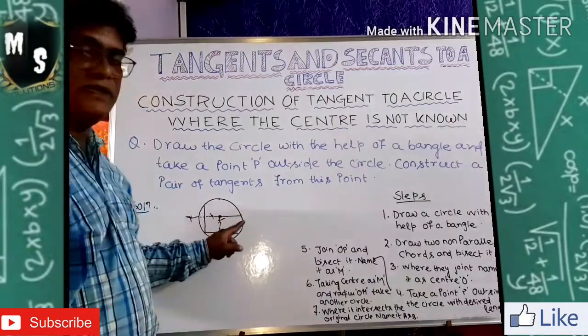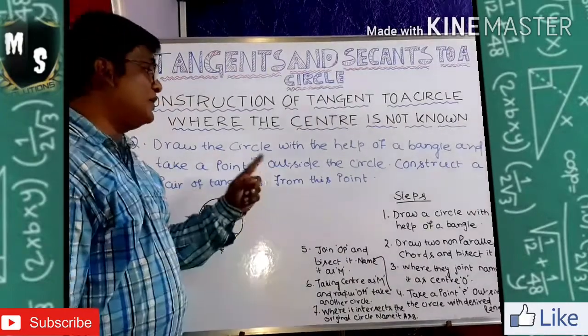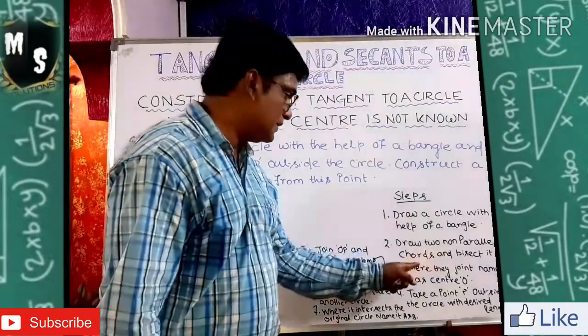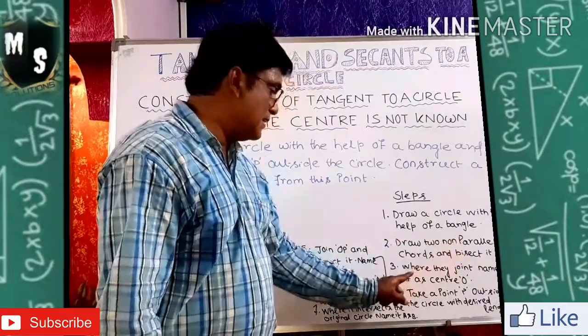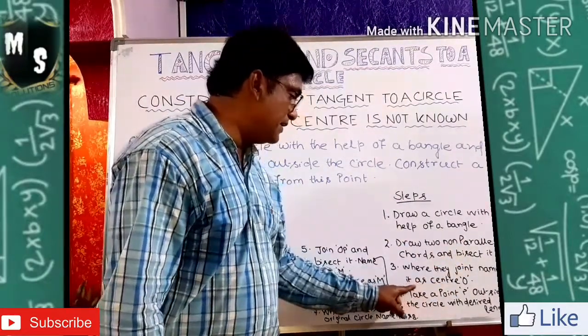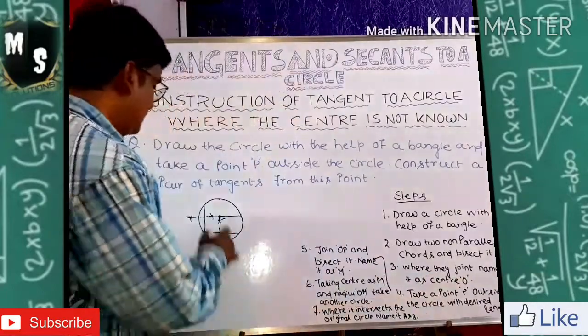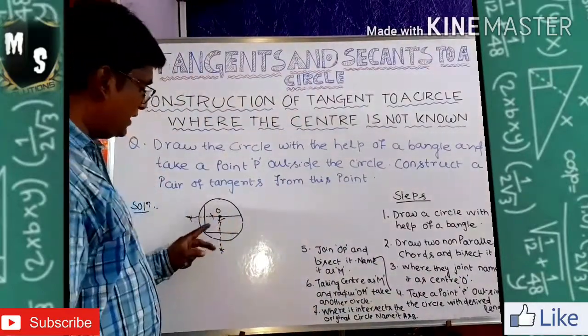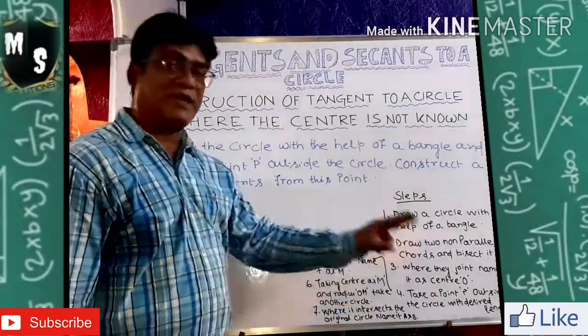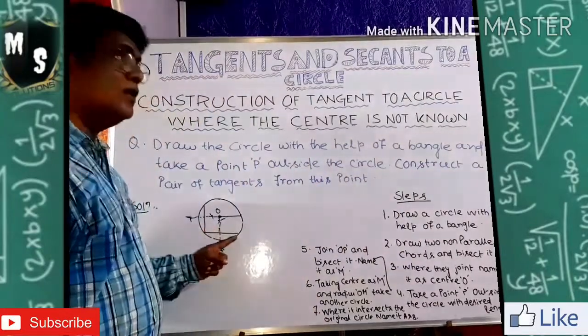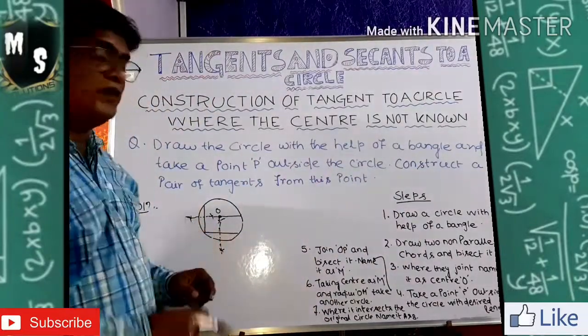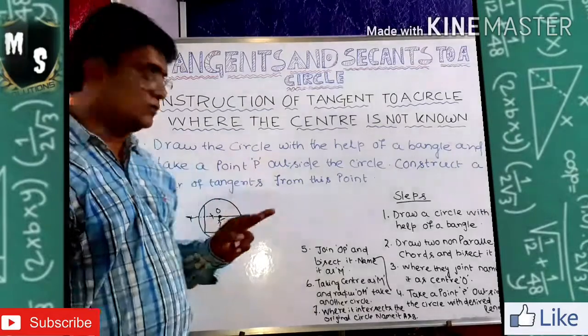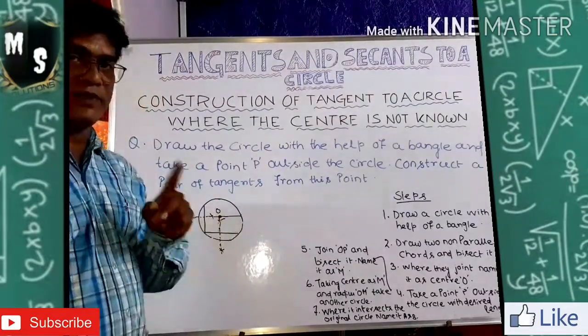This is called the radius. Understood? Now take the outside point and intersect and bisect it. Where they join, name it as center O. This is our point O now. So what we did: two non-parallel chords we bisected. Here is one chord and here is another chord. So we bisect two non-parallel chords to get the center. Center O is found now.